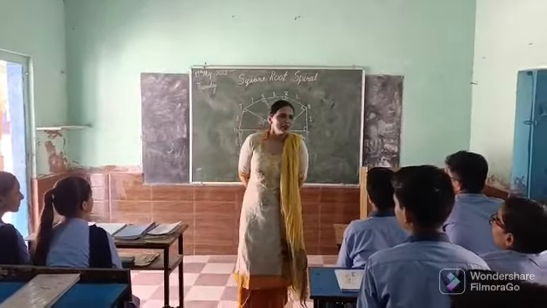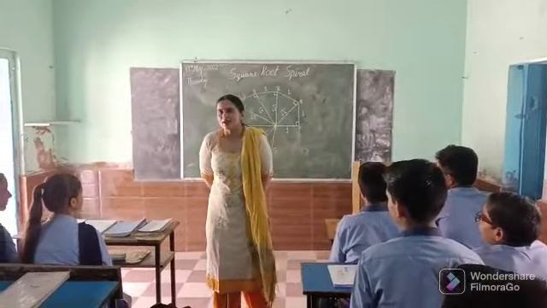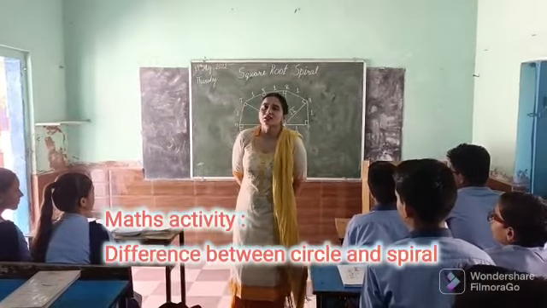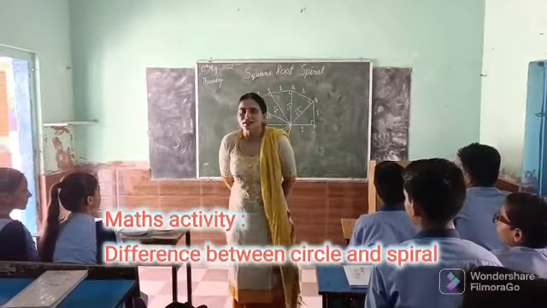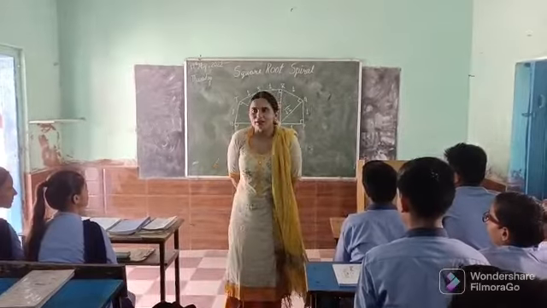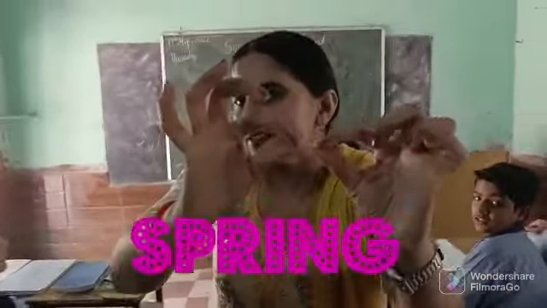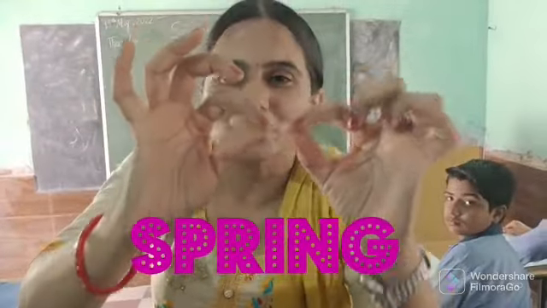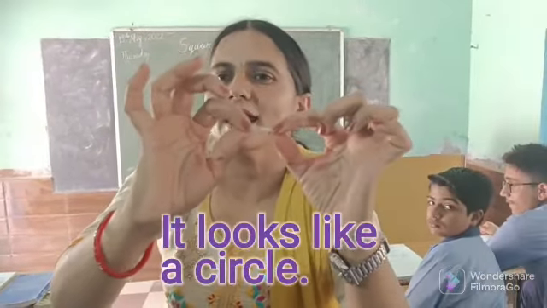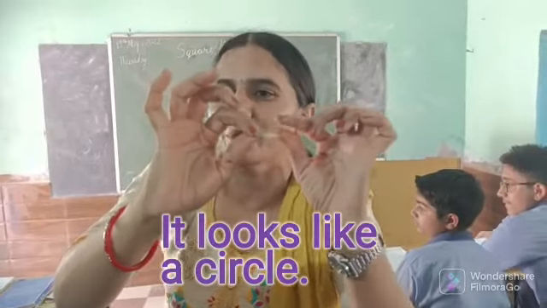Okay, today let's enjoy an activity. And what's the activity? The difference between the circle and a spiral. Okay, beta, can anyone tell me what is this? What is a spring? It is a spring. And it looks like a circular form, beta.